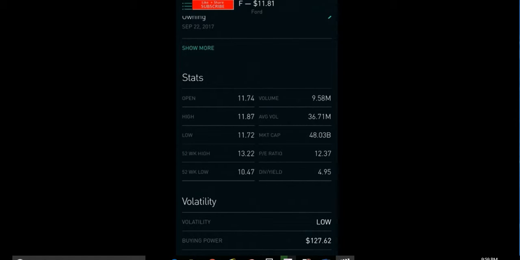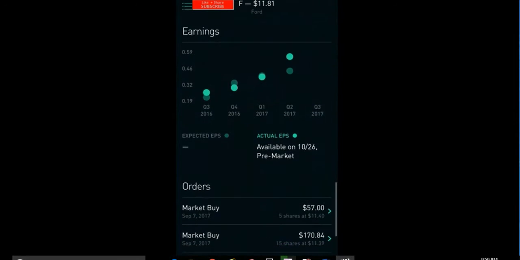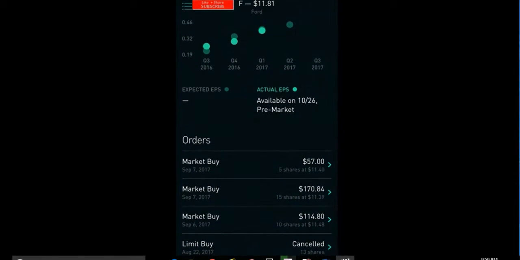Your dividend yield, you can see this has 4.95. That's a dividend yield percentage for what you get quarterly. Some stocks do pay monthly. Some stocks do pay just annually. So a lot of stocks just do not pay dividends.